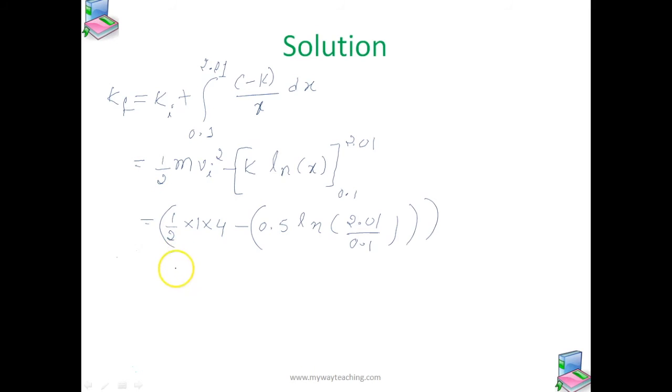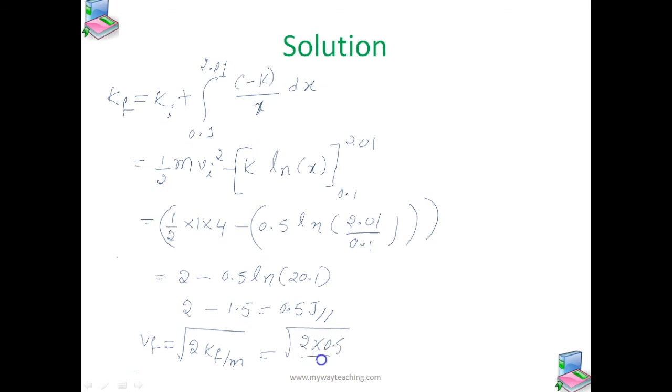Okay, so that we can write as 2 minus 0.5 ln 20.1. So that is 2 minus ln 20.1 into 0.5, which gives 1.5. It is nothing but 0.5 joules. So vf is equal to the square root of 2 Kf by m. So we know the value of Kf and even m. So it is 1 meter per second.